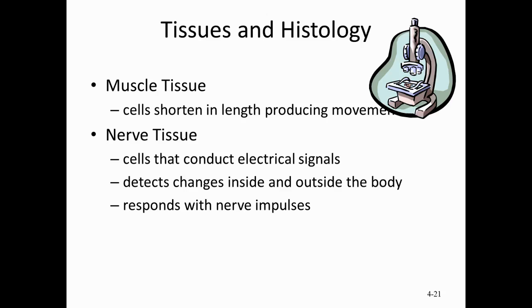Muscle tissue. That's kind of a special tissue where the cells shorten in length to produce movement. And then nerve tissue. This again is another special tissue. And here the cells conduct electrical signals. Detects changes inside and outside the body. It responds with nerve impulses.